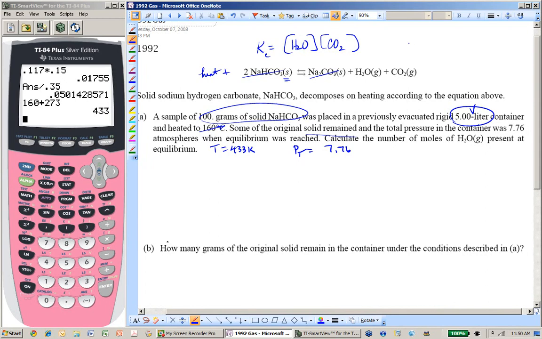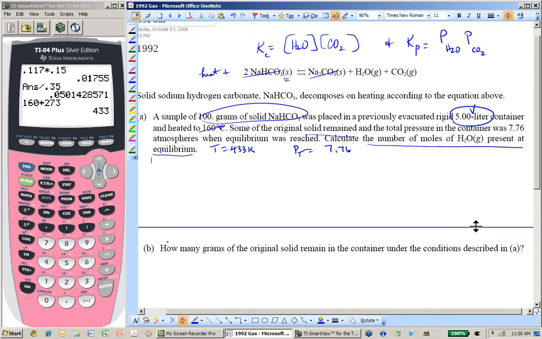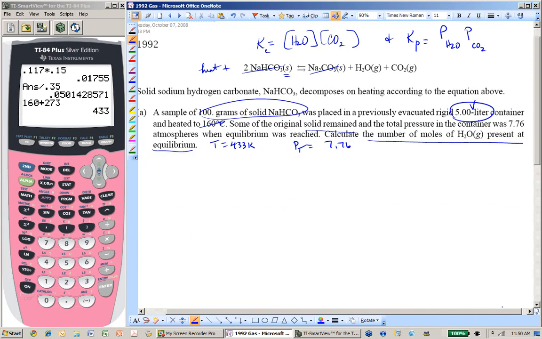So Kp is going to equal the pressure of water vapor times the pressure of CO2. Calculate the number of moles of water vapor present at equilibrium. I'm going to need some more room. All right, so let's ICE this baby. 2 NaHCO3 in equilibrium with Na2CO3, which is also a solid, plus H2O, which is a vapor, and CO2, which is a gas.